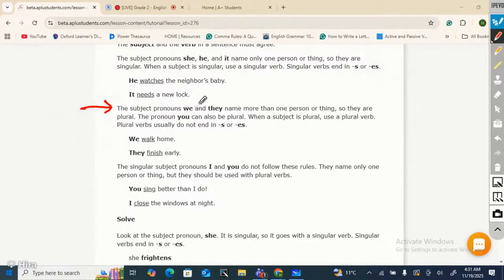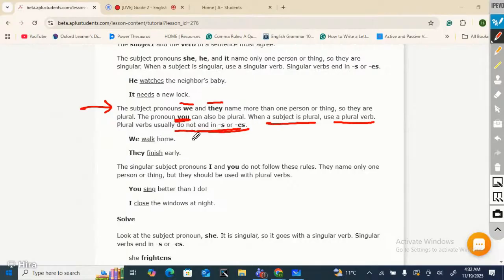Now, the subject pronouns we and they name more than one person. We use we for more than one person. We use they for more than one person or thing. So they are plural subjects. The pronoun you can also be plural. Actually, it's both singular and plural, but it can also be plural. So when a subject is plural, use a plural verb. Same rule. Subject verb must agree. So plural verbs usually do not end in s or es.